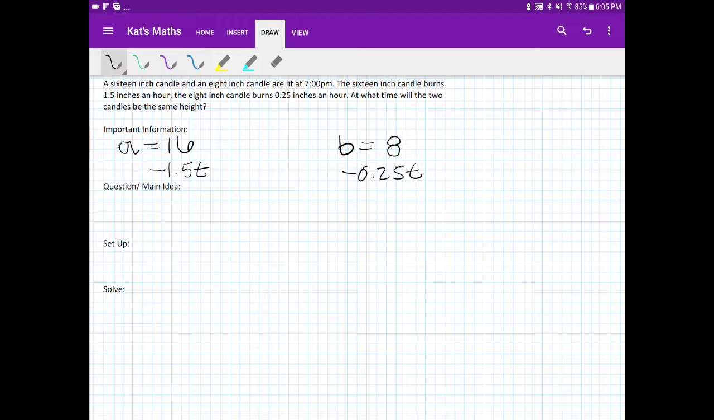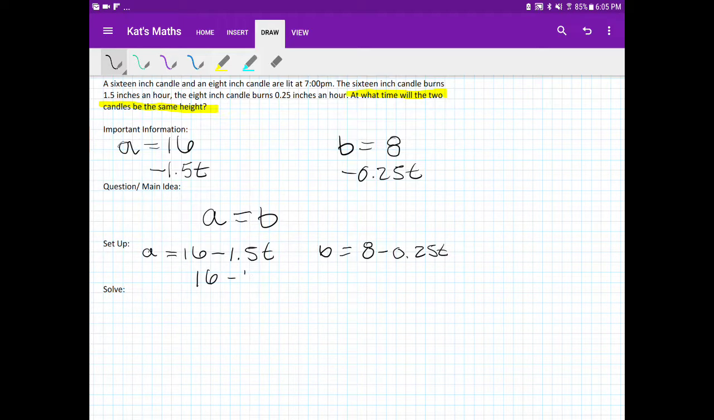So, what's the main idea from this problem? We're looking to find what time the two candles will be the same height. So we want to know when candle A equals candle B. So I have almost two equations for that, right? I have A, and it's 16 inches, but then it's losing height. And then B, which is 8 inches, and losing height. So if A equals B, well, I can write it like this.